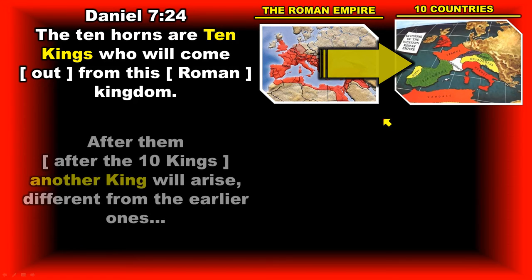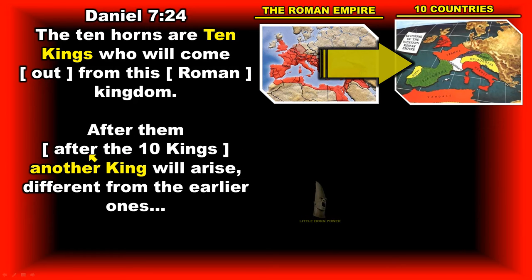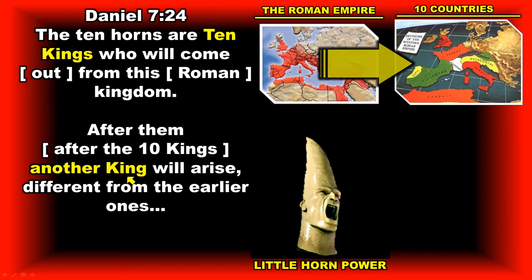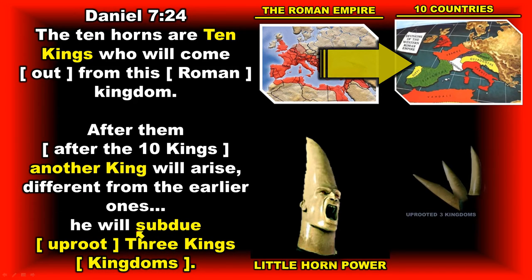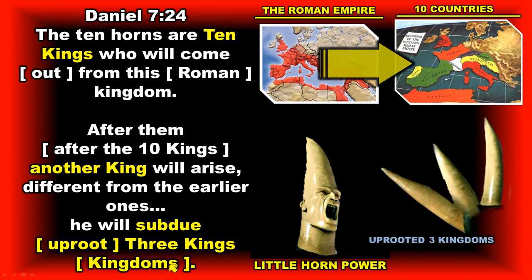And after them, that is, after the 10 kings, another king will arise different from the earlier ones. And the other king is this little horn power that had eyes like a man and spoke boastfully. And he will subdue and uproot three kings or three kingdoms. So this little horn uproots three kingdoms, three of the ten kingdoms here.